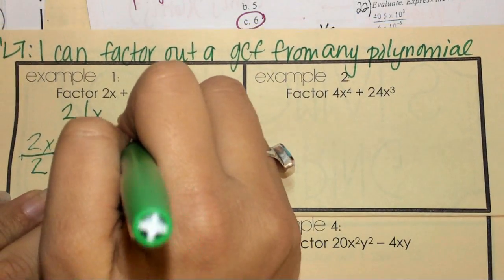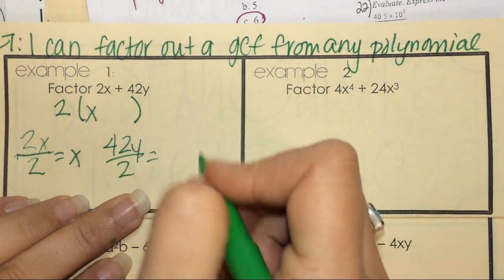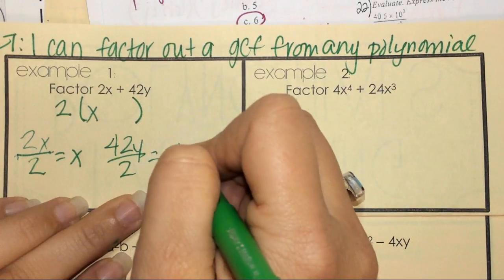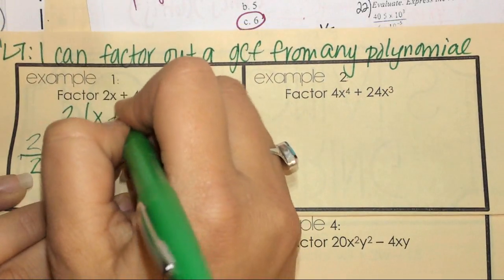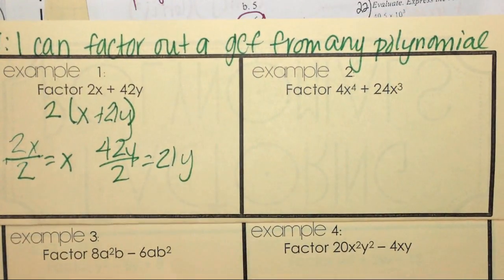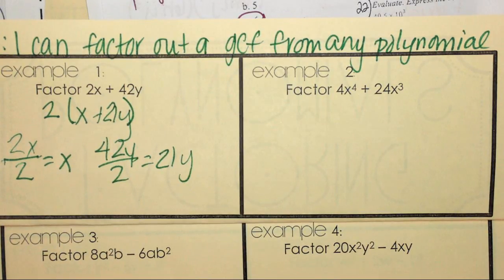Alright, then you're going to divide 42y by 2. What's 42y divided by 2? 21y. Good. And that's it. That's all you have to do. You're done. We factored it.